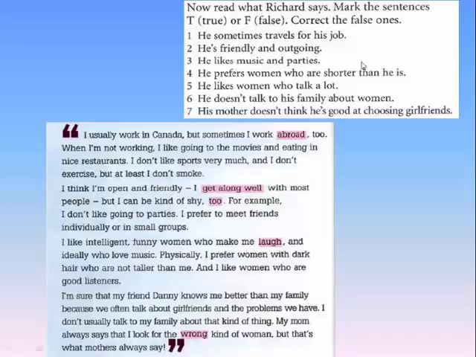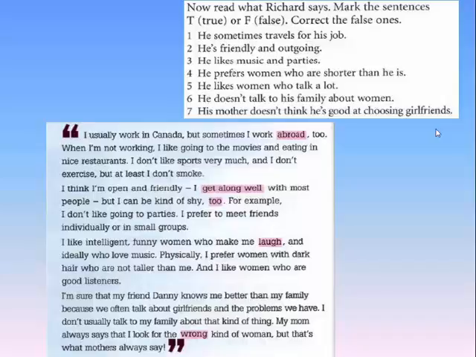Okay? So, I usually work in Canada, but sometimes I work abroad too. When I'm not working, I like going to the movies and eating in nice restaurants. I don't like sports very much, and I don't exercise, but at least I don't smoke. I think I'm open and friendly. I get along well with most people, but I can be kind of shy too. For example, I don't like going to parties. I prefer to meet friends individually or in small groups.